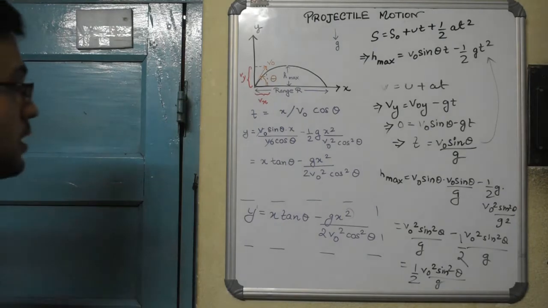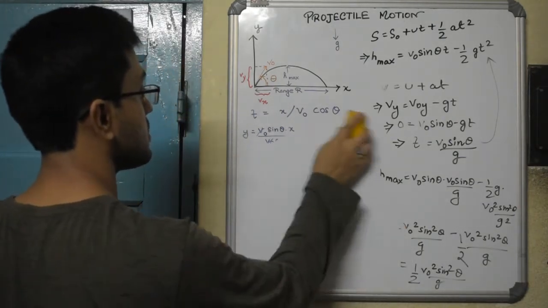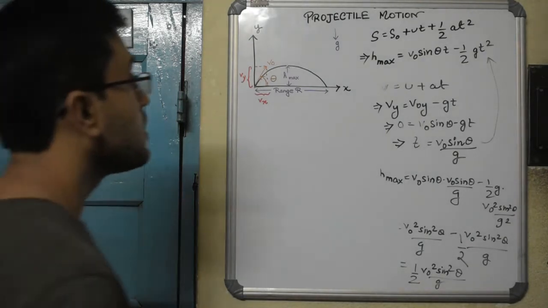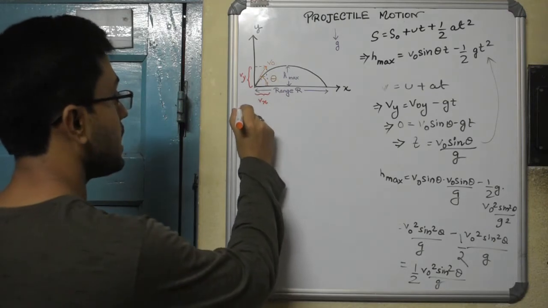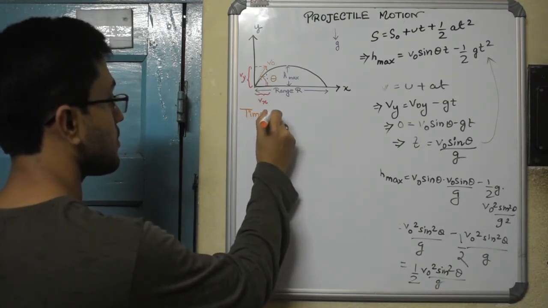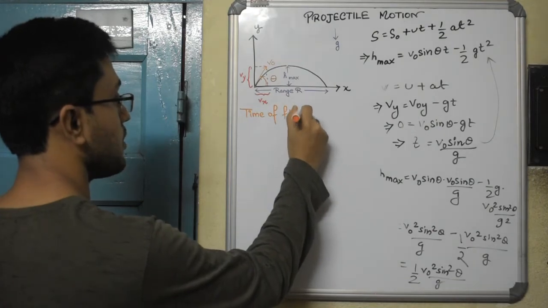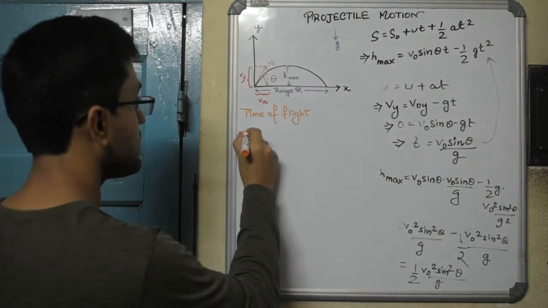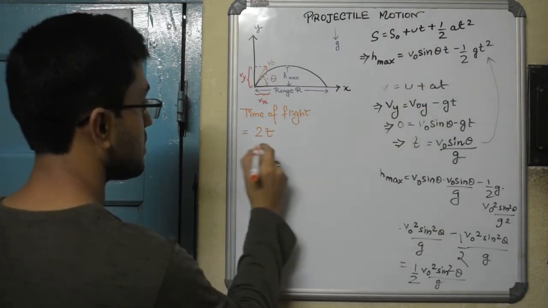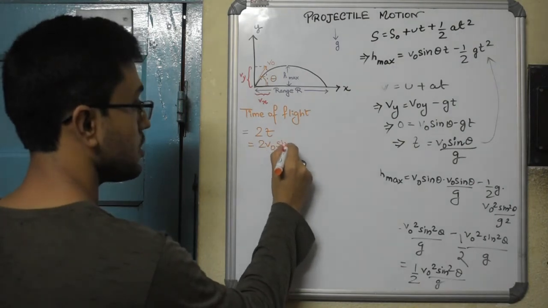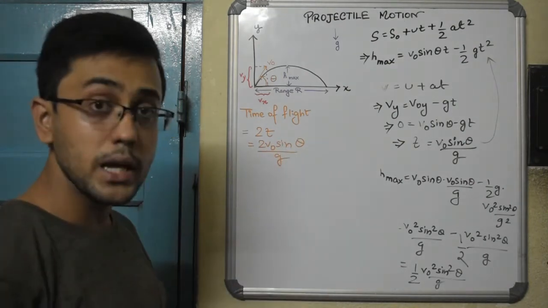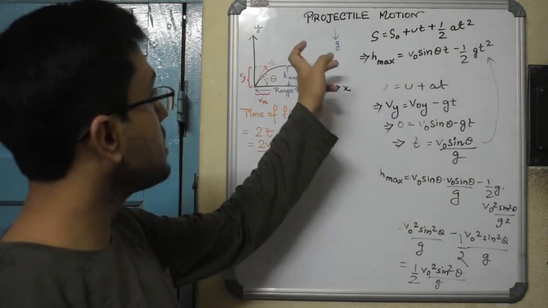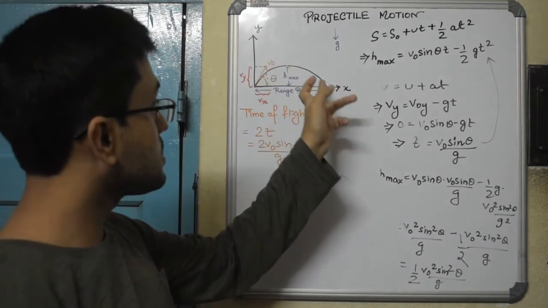So I shall write it down clearly in this portion. Therefore the time of flight, that is the time for which the body or the projectile is in air, is equal to 2 times this time, that is 2 v0 sine theta by g. Why 2 times? Well, this is the time, as we said, that it takes for the projectile to reach the maximum height. But from there it has to come back to the ground.